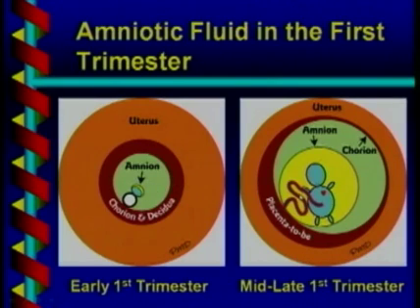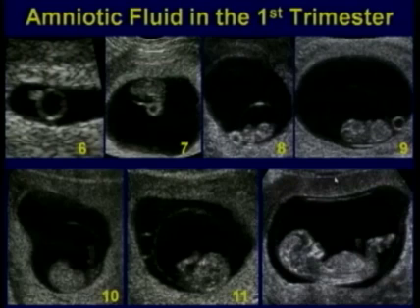By the mid to late first trimester, you can see about equal amounts of amniotic fluid, which is yellow here, and chorionic fluid. And then by the end of the first trimester or early second trimester, the fluid is virtually all amniotic fluid. And here's a progression at 6 weeks.